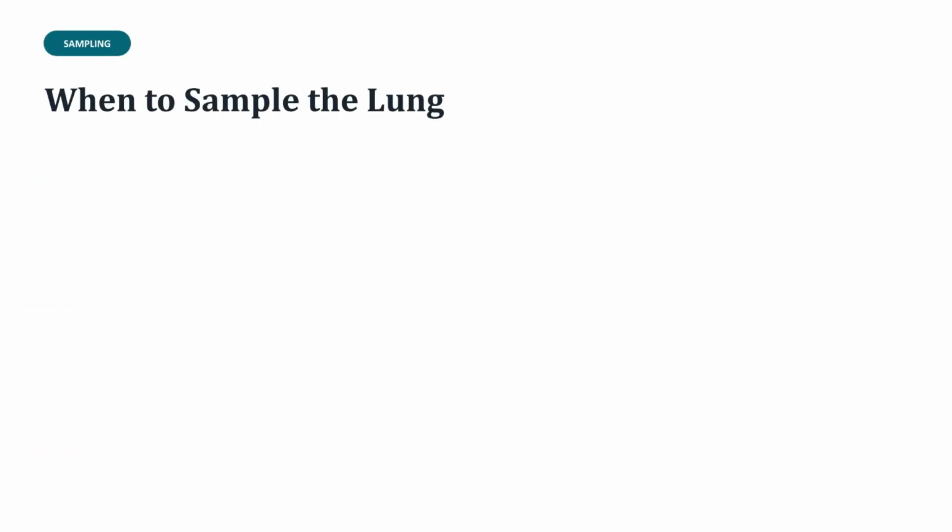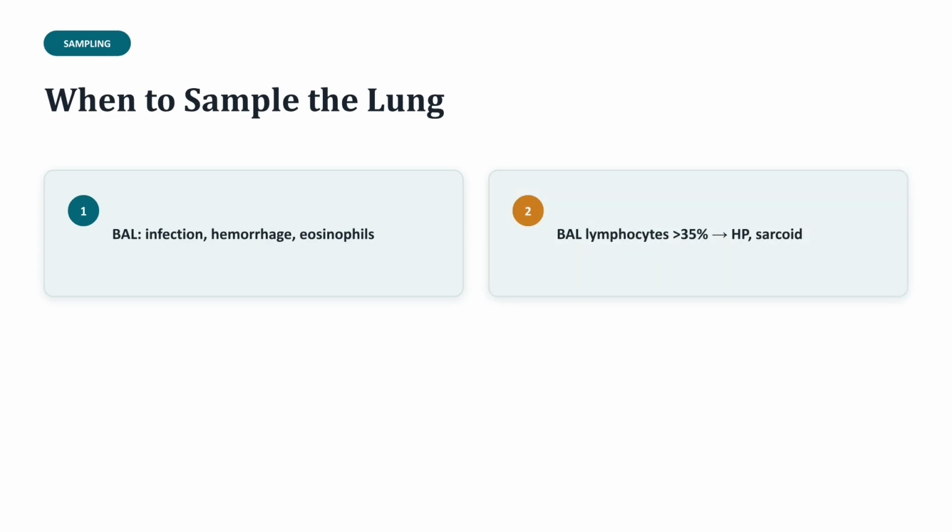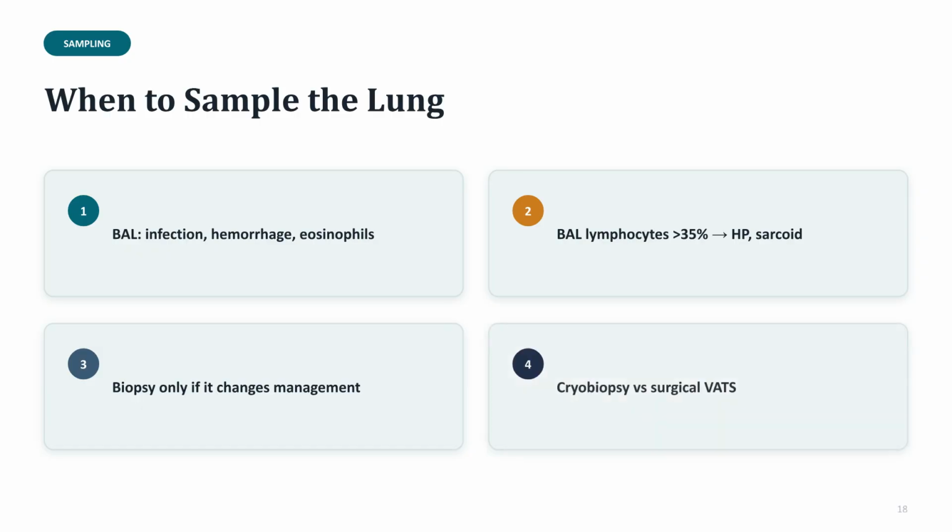Not every patient needs a biopsy. Bronchoalveolar lavage, a saline wash of the air sacs, helps when you suspect infection, alveolar hemorrhage, or an eosinophilic syndrome. A lymphocyte count above 35% points toward hypersensitivity pneumonitis or sarcoidosis. Tissue biopsy, by cryobiopsy or surgical VATS, is reserved for when the cause stays unclear and the answer would change treatment. Sample with a purpose, not by reflex.